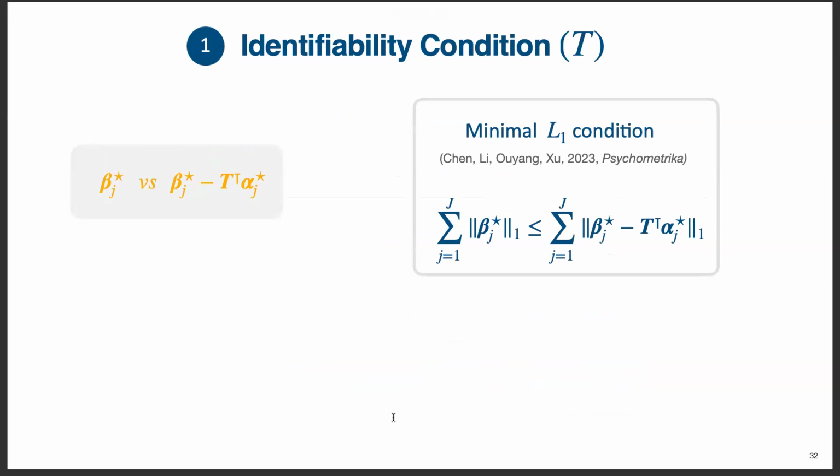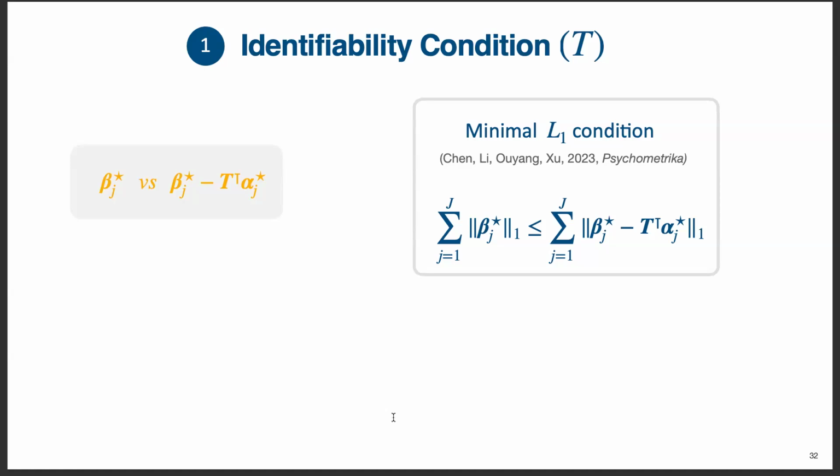So they will be in the equivalent class, right? They will lead to the same distribution of our data. So we need some additional constraints so that we can separate them. And here we will use this minimum L1 condition proposed in one of our earlier works.